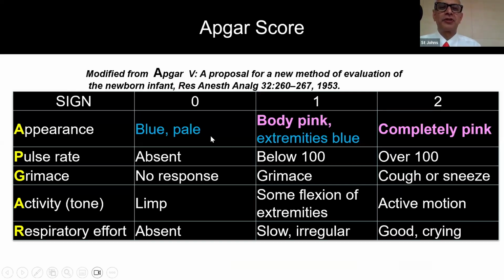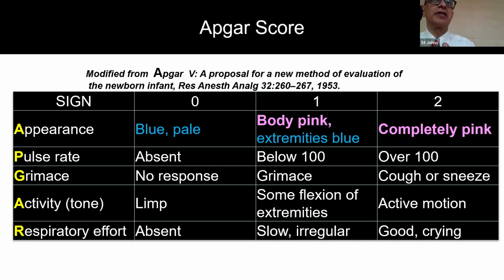And she gave a score of 0 for being blue and pale, a score of 1 when the body is pink and extremities are blue, and a score of 2 when the baby is completely pink. Now that we know how oxygenation works in newborn babies, every single baby at 1 minute of life is blue. If the baby is not blue, there are two possibilities. One, either you are colorblind or the baby is getting oxygen.